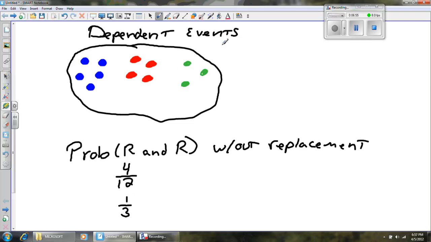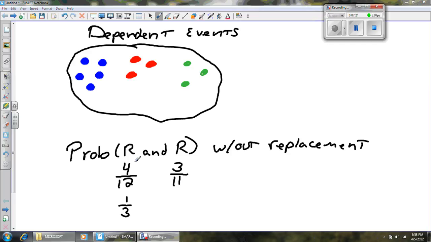Now we have taken the 1 red out of the bag. Maybe we ate it. Okay, it's no longer there. Boom, it's gone. What's the probability of getting a red out now? Well, there's 3 reds in the bag, but the total jelly beans are only 11.